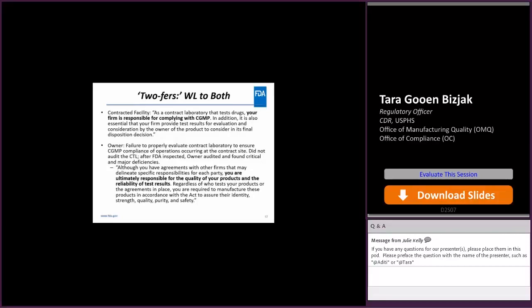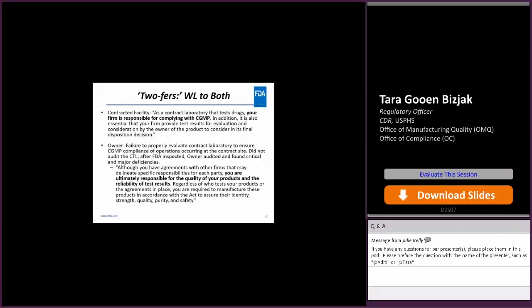Not specific to this particular warning letter. But in this case, with the same inspection at that contracted facility, at that contract lab, the owner of the product also got a warning letter for failing to properly evaluate the contract laboratory to ensure CGMP compliance of operations occurring at the contract site.